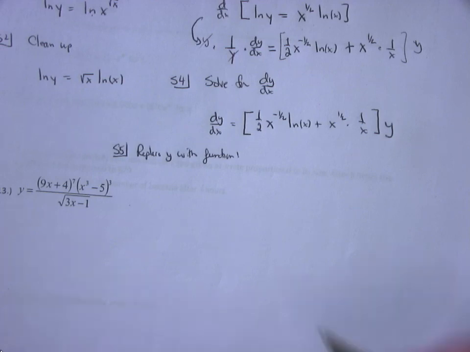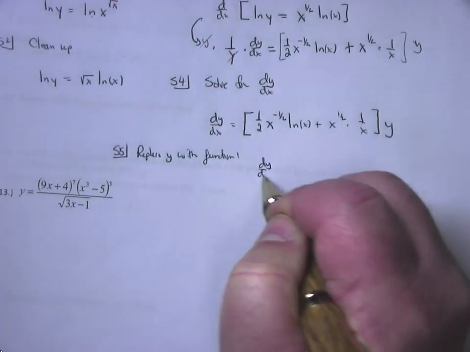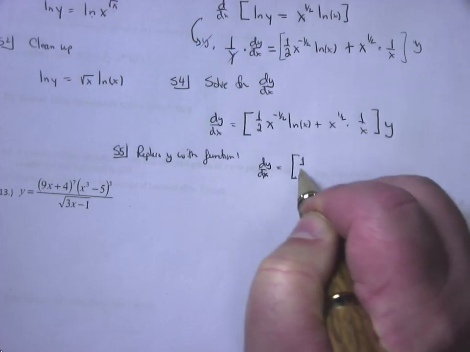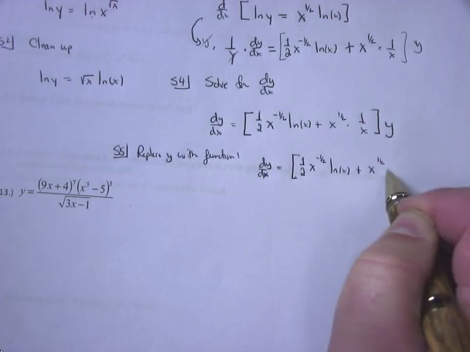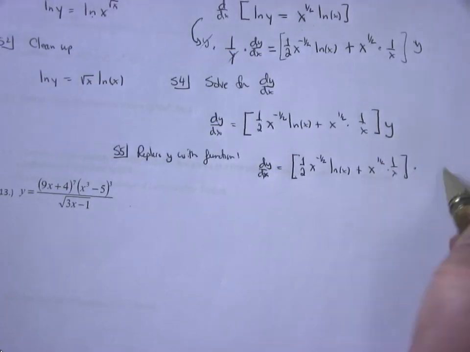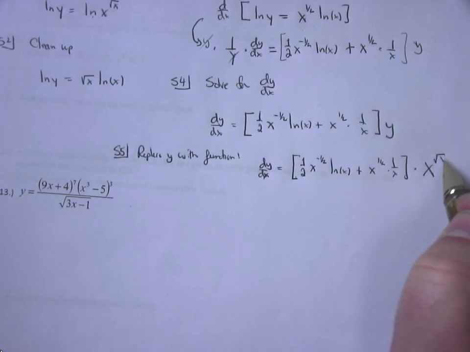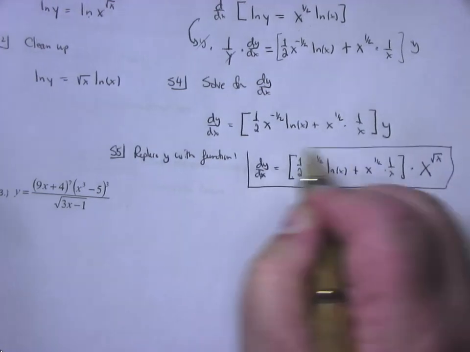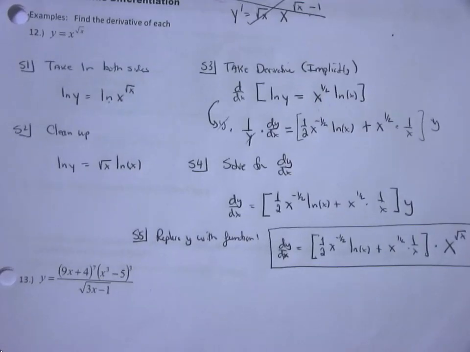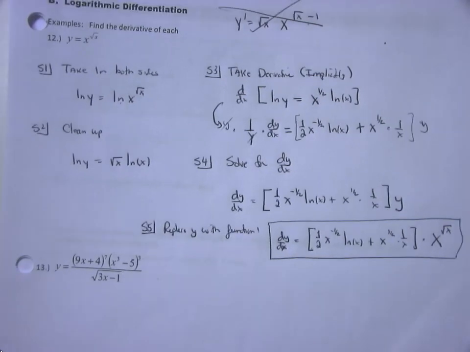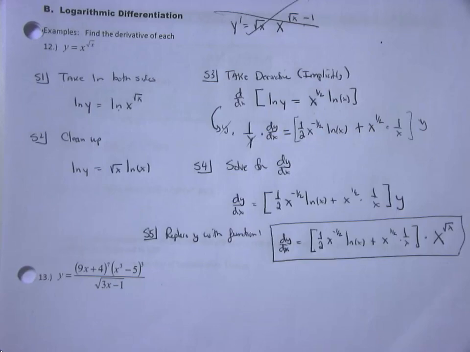root of x. So the answer to this problem is dy over dx is equal to 1/2 x to the negative 1/2 times the natural log of x plus x to the 1/2 times 1 over x times y, which was x raised to the square root of x. And there's my derivative. And there are 5 steps of doing logarithmic differentiation. So anytime we have to do logarithmic differentiation, these are the 5 steps I use every time.